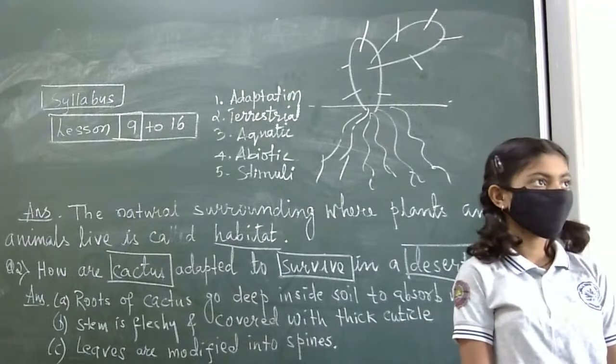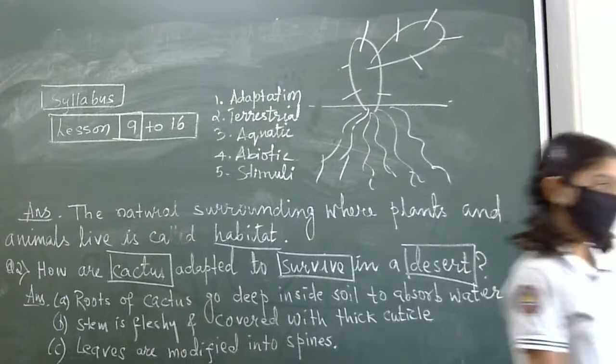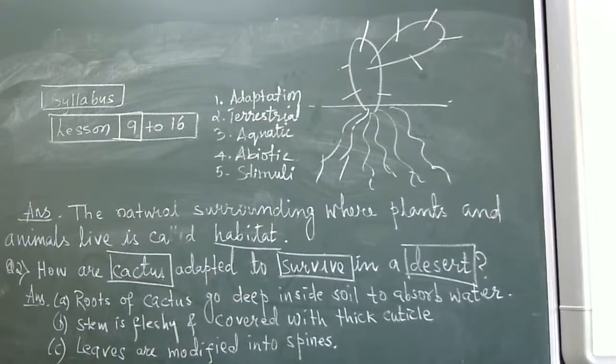Okay, living things reproduce. They give birth to young ones. A cat gives birth to kittens. A dog gives birth to puppies. A lion gives birth to cubs.